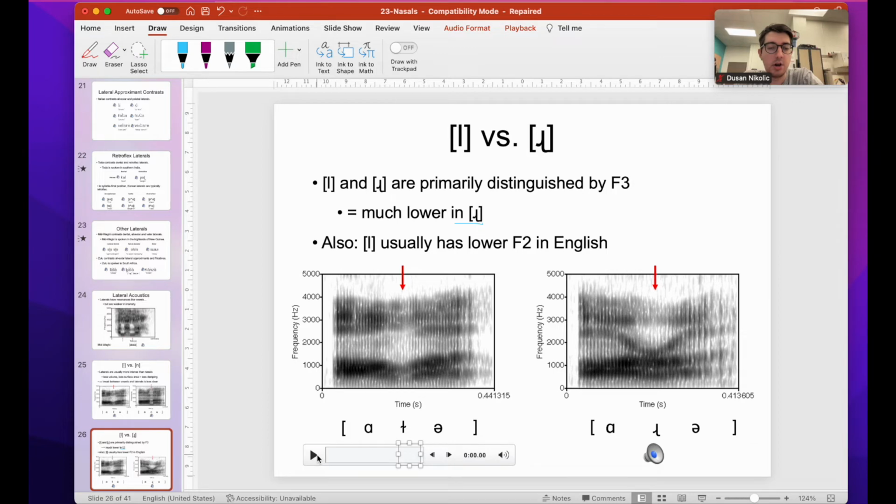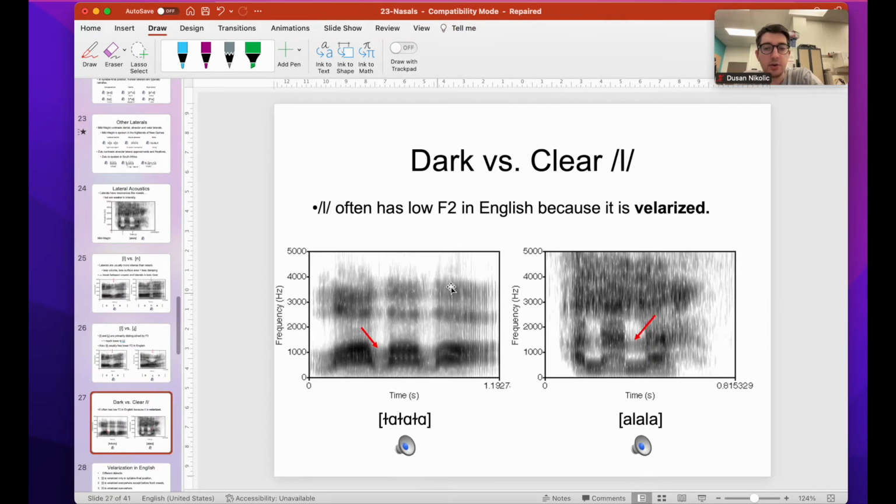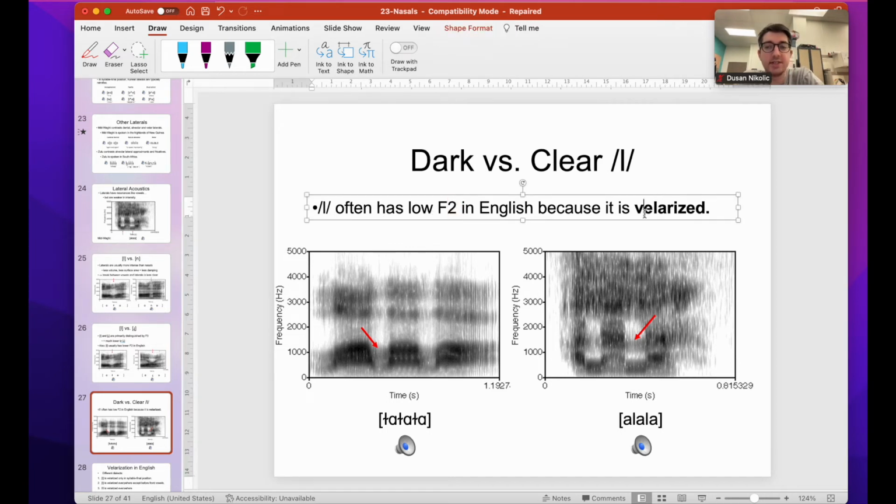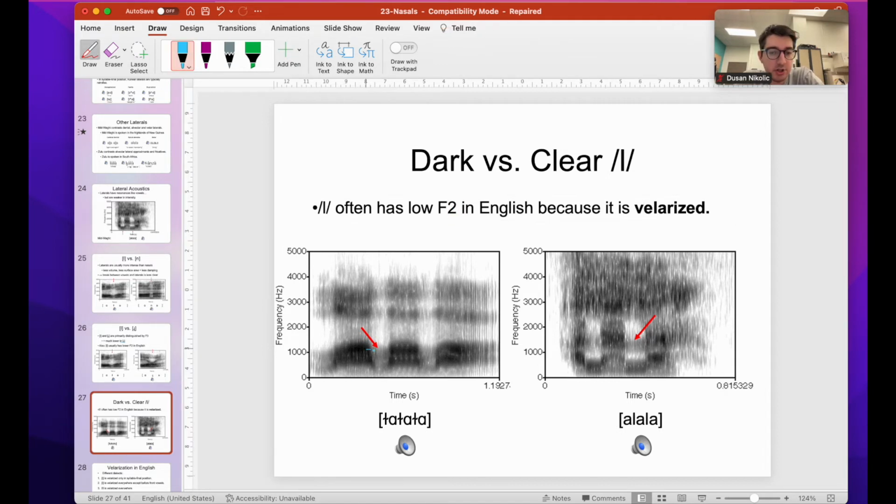Ara. Allah. Right. Dark versus clear L often has a low F2 in English because it's velarized, right? Because of velarization, which is present here, F2 is lower, unlike here where it is higher, right? High up there.